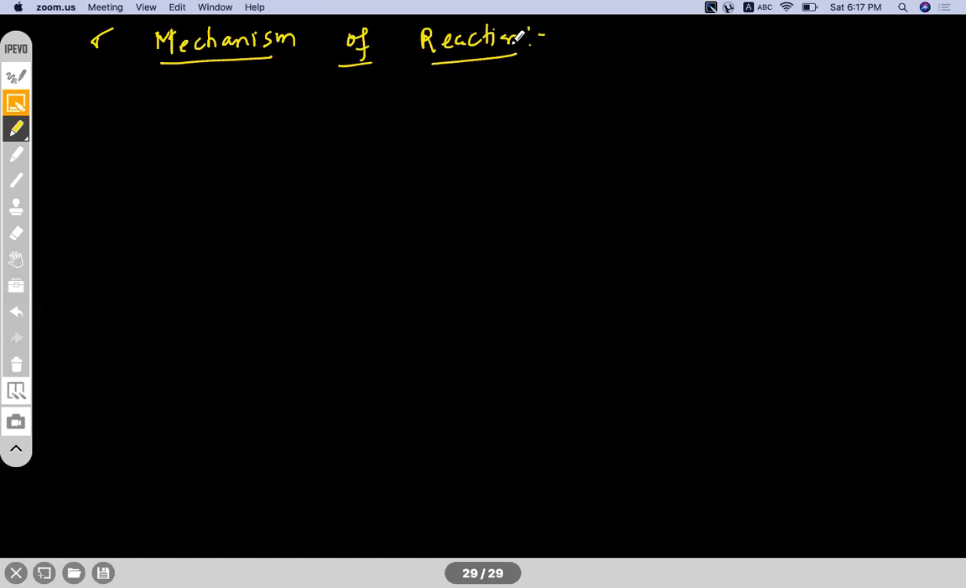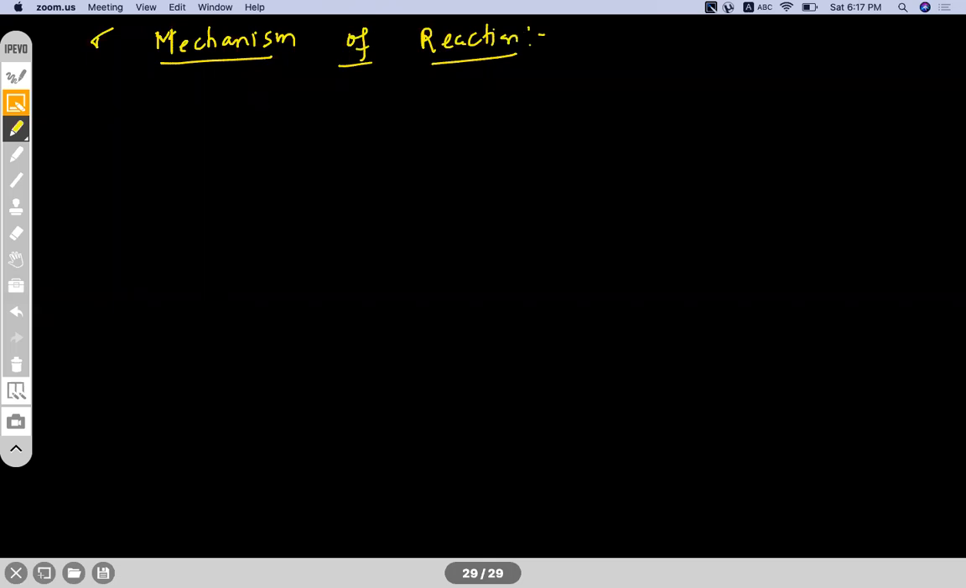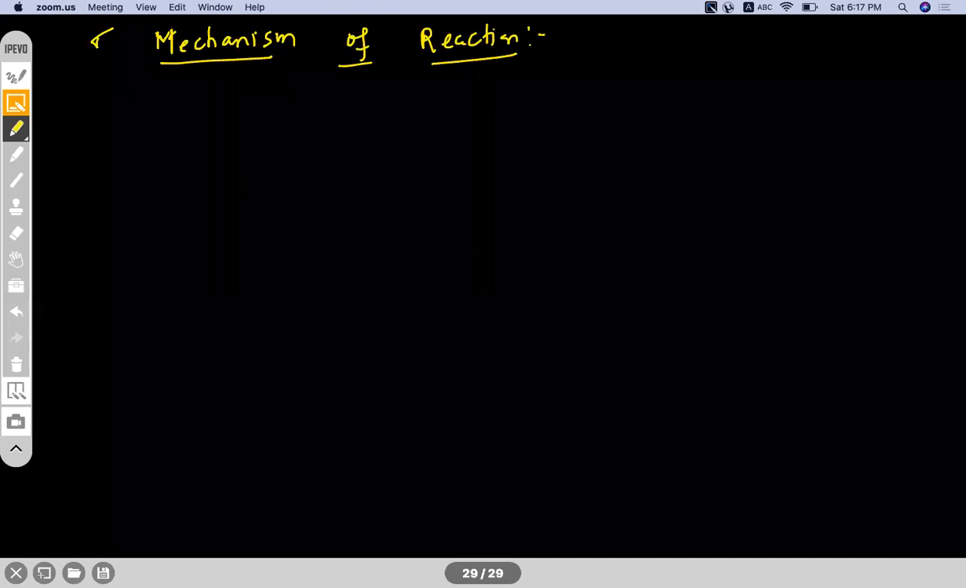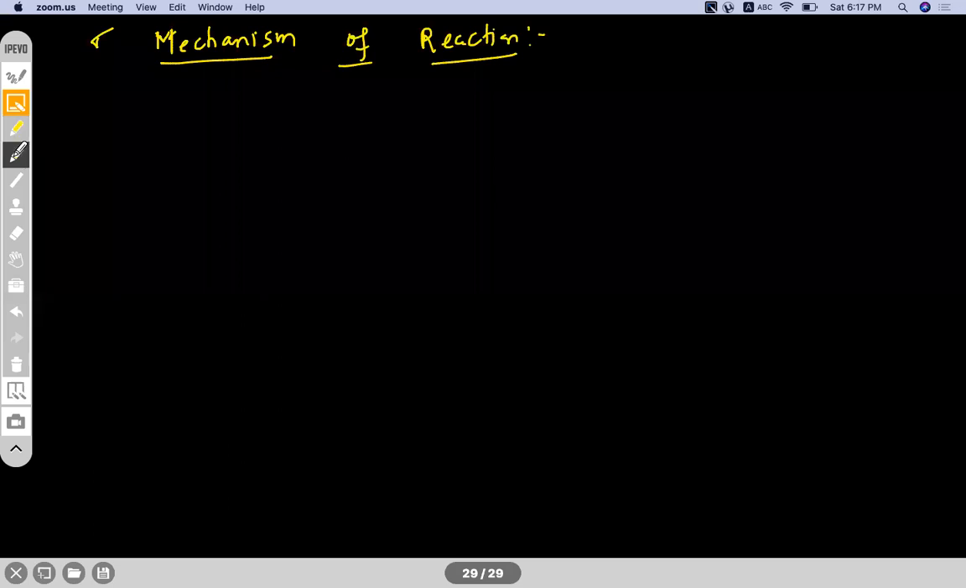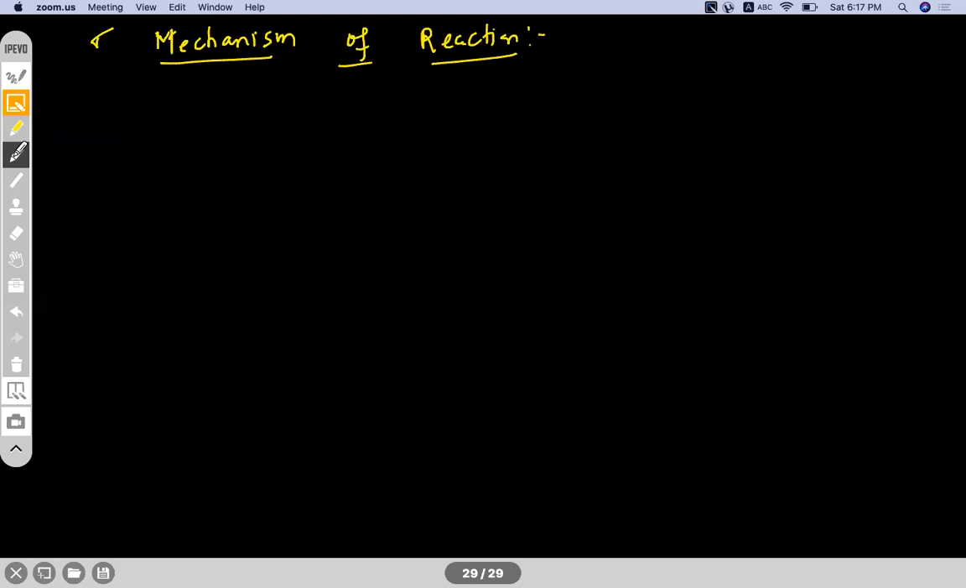We know mechanism is what? It is the step-by-step description of the reaction. Like what all steps are involved, which is the slowest step, rate determining step, and what all intermediates form, stability of intermediates and all. All this description we get from the mechanism of reaction. Correct? So this information you have already. I'm directly moving into some examples and the rate expression that we write in all these examples.